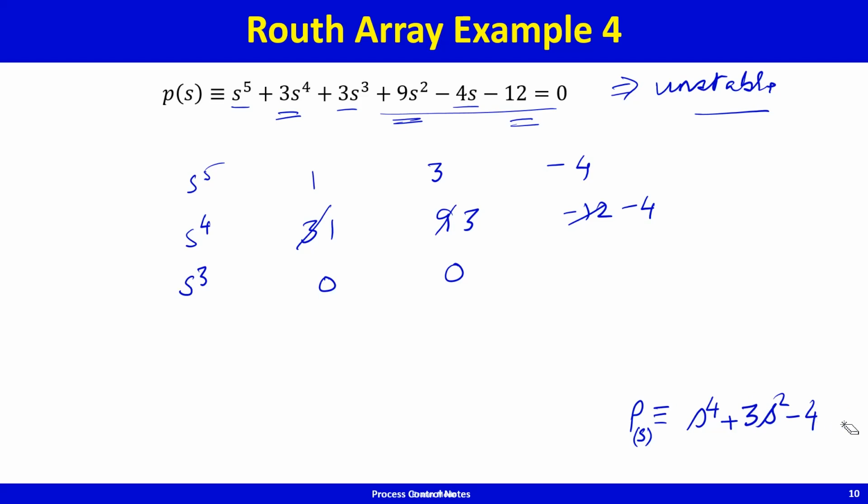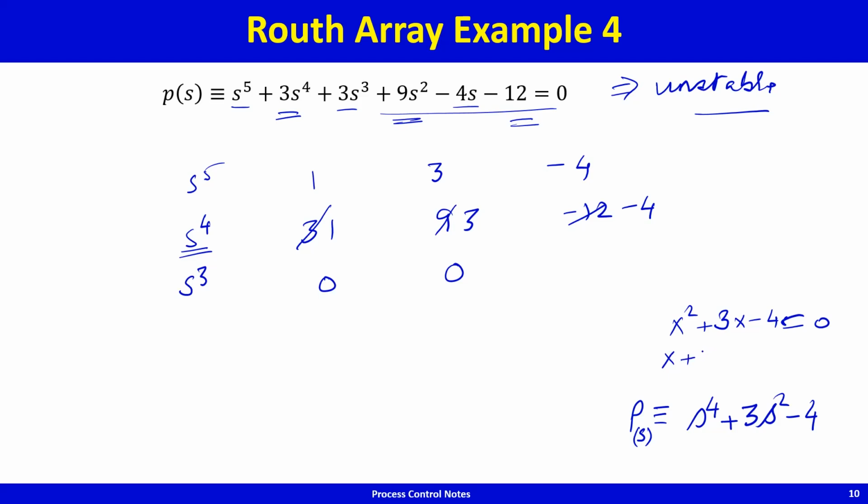This is the auxiliary polynomial, and by calculating the roots of this polynomial, I'll get those mirror image root pairs. Because this order is 4, there will be two root pairs that are mirror images. Let us calculate those two root pairs right now. Replacing s square by x, what you get is x square plus 3x minus 4 equal to 0, and this factorizes by itself, no?